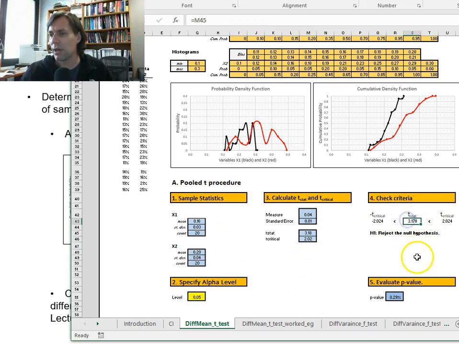And I do this comparison right here. I wrote a little if statement that checked it. And it says you reject the null hypothesis.